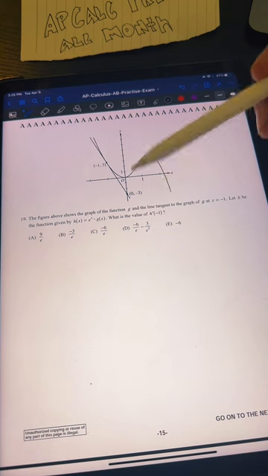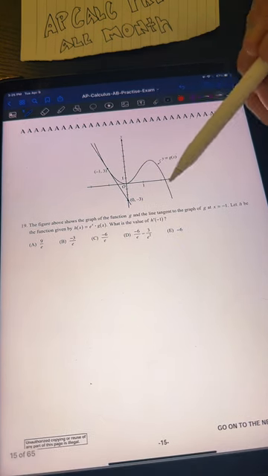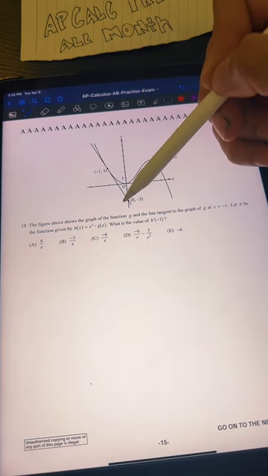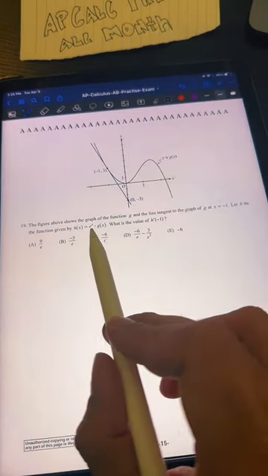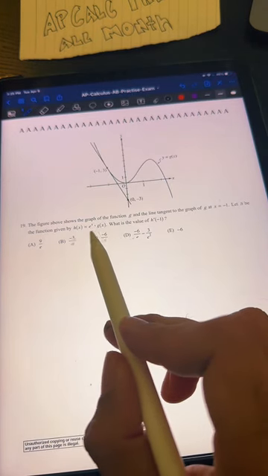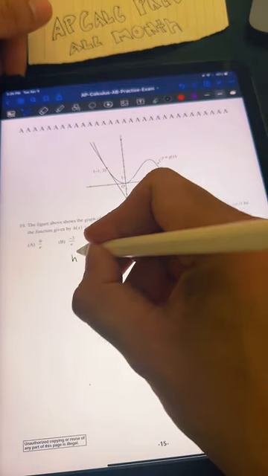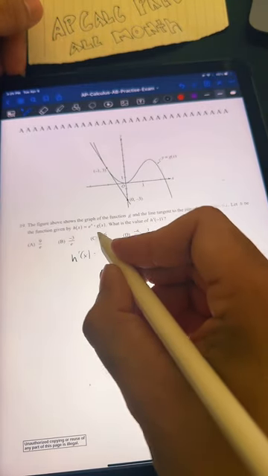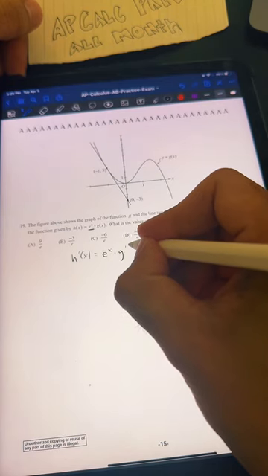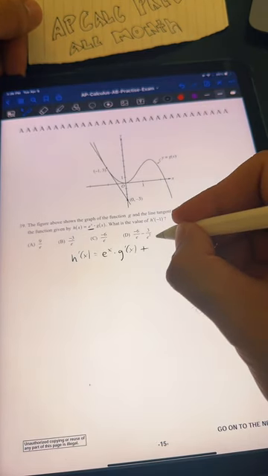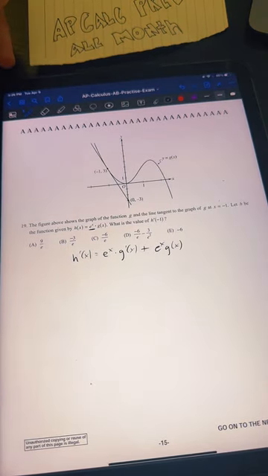Okay, so the figure above shows the graph of the function g and the line tangent to the graph at x equal to negative 1. So this is my function g, and this is technically the derivative at negative 1. Let h be the function e to the power of x times g of x. Find h prime of negative 1. First, let's find the derivative. We're going to use the product rule: e to the x times g prime of x plus the derivative of e to the x, so just e to the x times g of x.